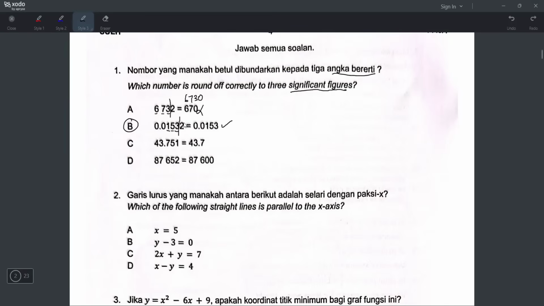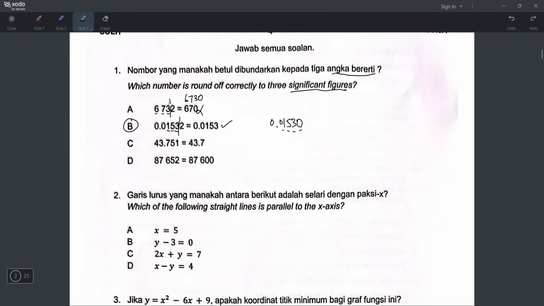Okay, I'm going to mention why you cannot write 0.01530. Because if you write like this, it becomes 4 significant figures. Because the 0 at the right side, we actually count it as significant figure if there's a decimal point in the number.